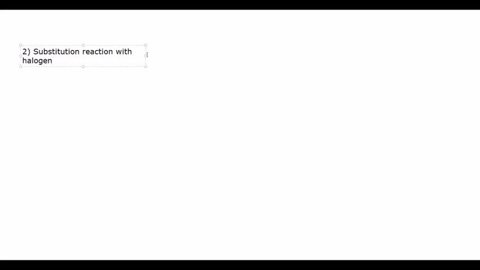For this reaction, you have to first learn the reaction conditions, meaning at what condition this reaction will occur. So reaction conditions: you need ultraviolet light, UV in short, and high temperature. For this reaction to occur, you need ultraviolet light and high temperature.